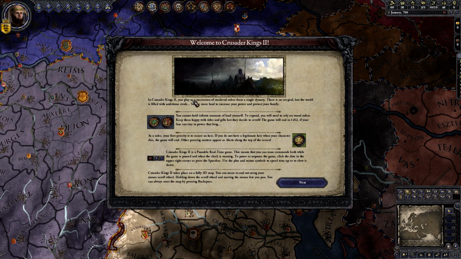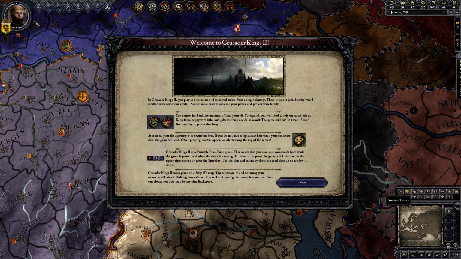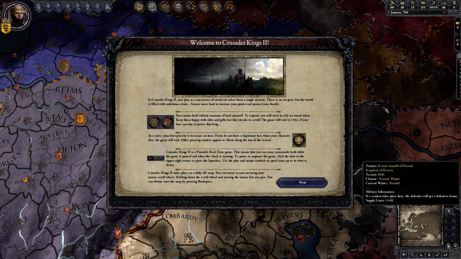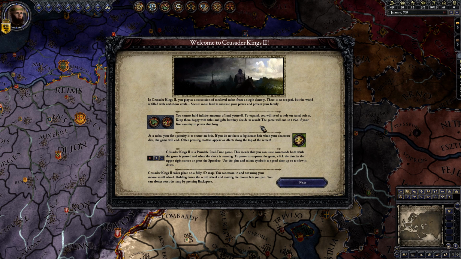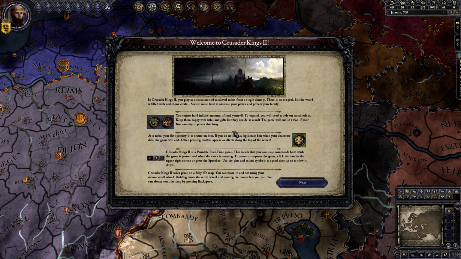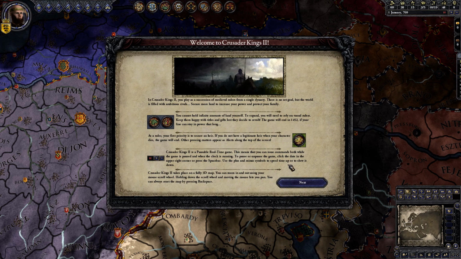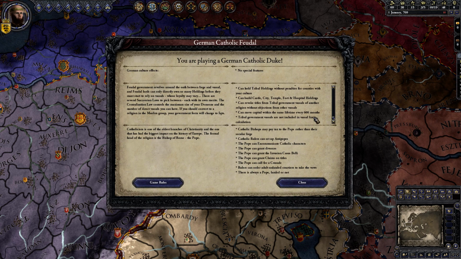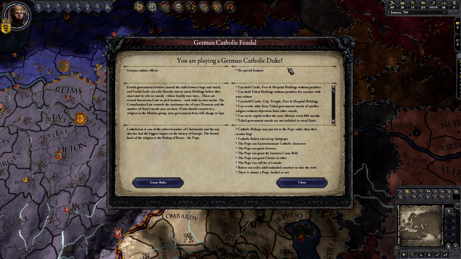So now you see lots of pop-ups, lots of icons, lots and lots of text. So this can be a little bit intimidating when you are new to the game. But don't worry, I'll talk you over it. So I won't show. Yeah, this is all the special rules when you play a German Catholic Duke.